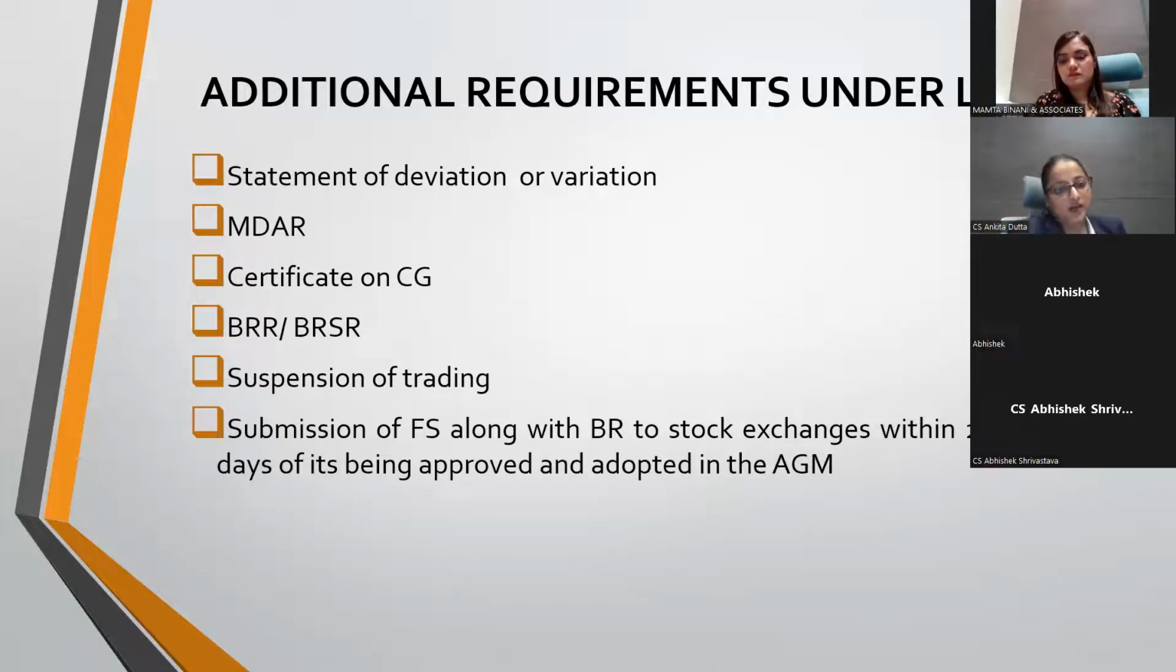Next is BRR or BRSR. What is BRR? BRR is the Business Responsibility Report. From financial year 22-23, not all listed companies, but the top 1000 listed companies are required to give a business responsibility and sustainability report. Okay. Next is suspension of trading. Suppose the company has applied for suspension of trading, then such details are also to be included in the board's report.